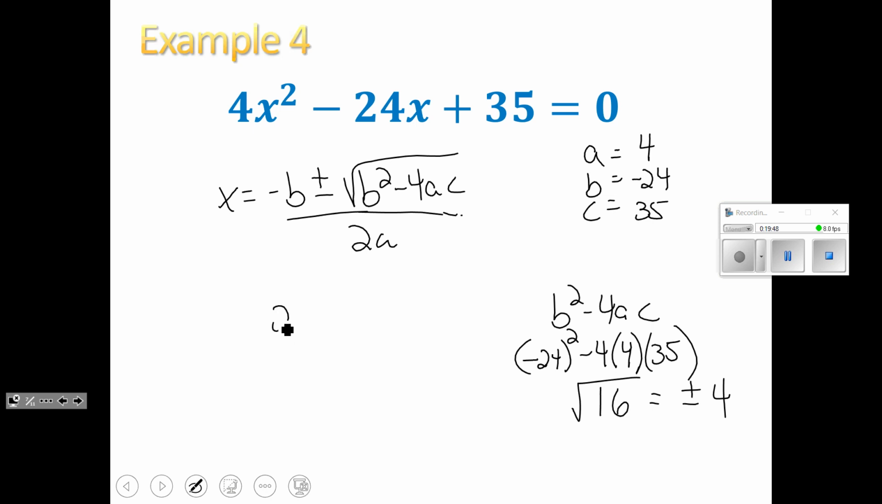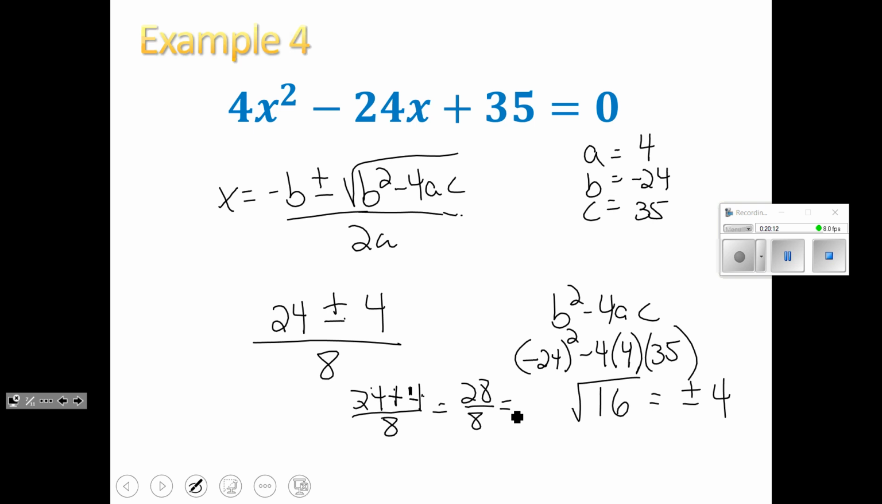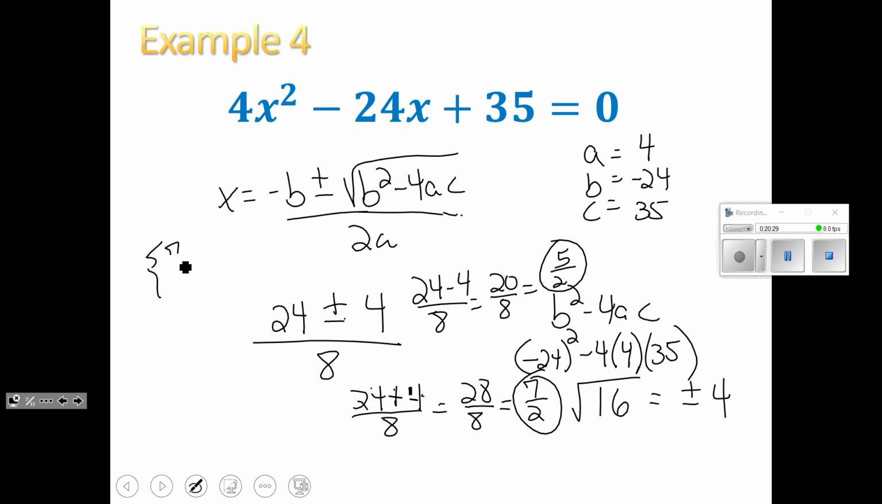So the opposite of negative 24 is going to be positive 24 plus or minus 4 divided by 2 times a. 2 times 4 would be 8. So then you can actually work it out. 24 plus 4 divided by 8. So that's going to be 28 over 8, which would reduce to 7 over 2, I believe. And then 24 minus 4 over 8 is going to end up being 20 over 8, which would reduce to 5 over 2. So I believe your two answers are going to end up being 7 halves and 5 halves. Okay?